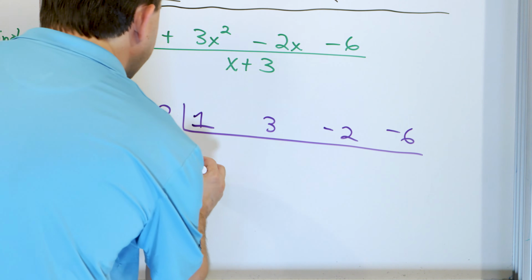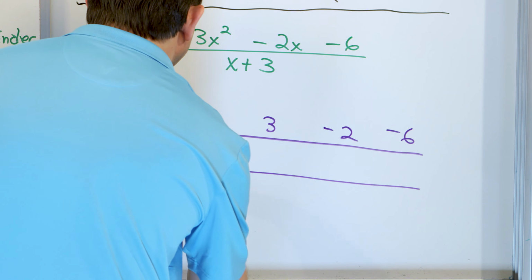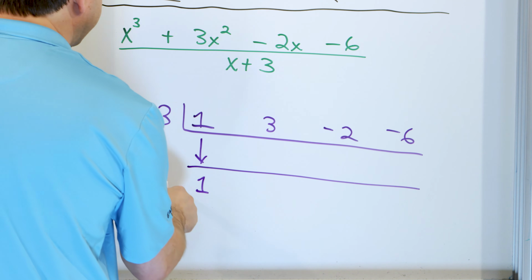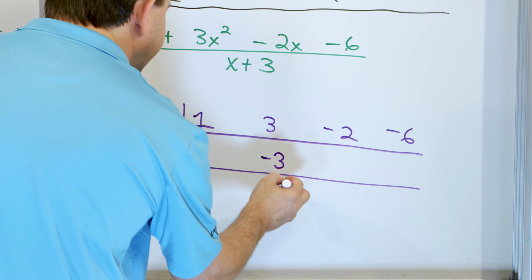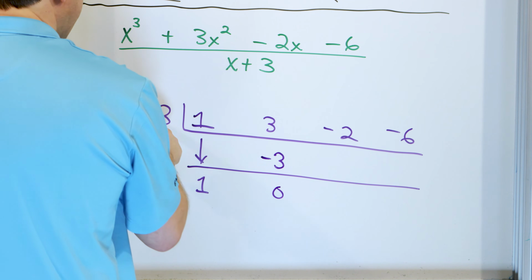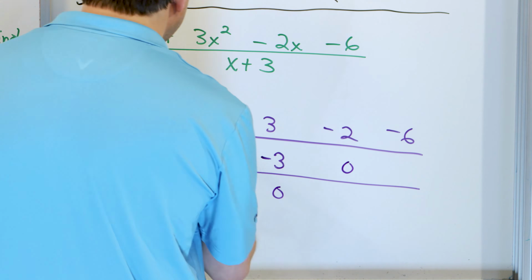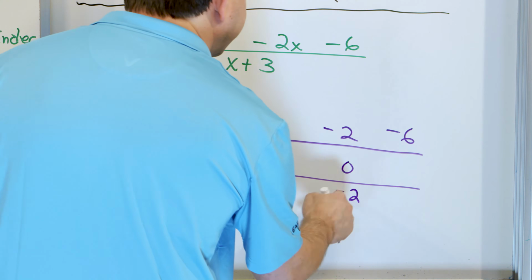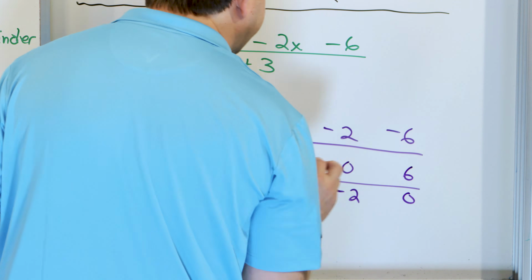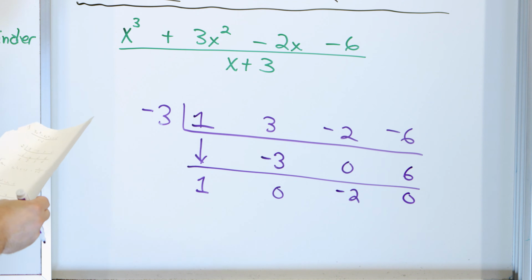And then you draw your horizontal line, and you drop the number 1 down here. And then you say negative 3 times the 1 is negative 3. I add these and I get a 0. And then negative 3 times 0 is 0. And I add these and I get a negative 2. And then negative 3 times the negative 2 is positive 6. I add those and I get a 0. So I get 1, 0, negative 2, and 0.